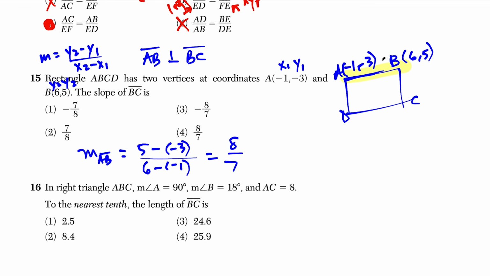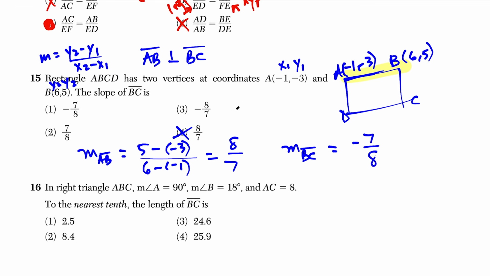So this is the slope of AB, but we have to be careful here. We can't say slopes of perpendicular lines are the same. That would be if we had a parallel side. If they wanted the slope of CD, then we could say 8 over 7. Now to find the slope of BC, we have to take the negative reciprocal of 8 over 7. So we need to flip it to 7 over 8, and change the sign from positive to negative.